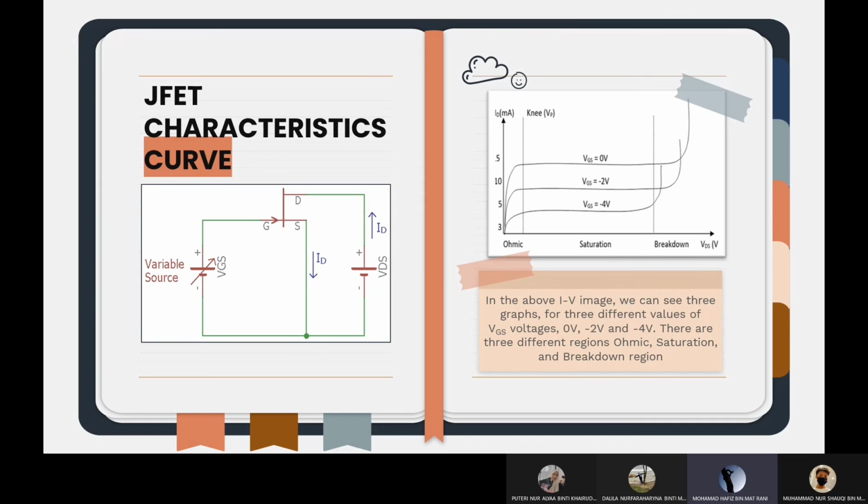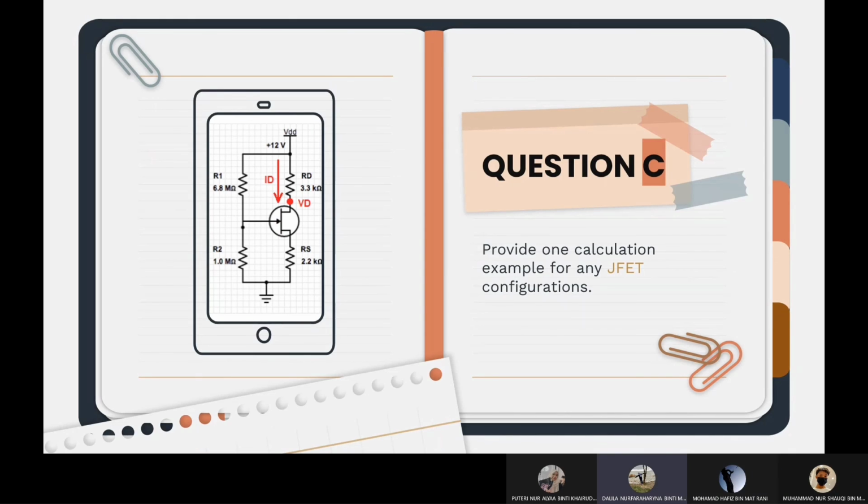But when the VDS is much more than the tolerance, the JFET gets into the breakdown mode, where the current flow is uncontrolled. That's my part. Thank you. Question C is to provide one calculation example for any JFET configuration.